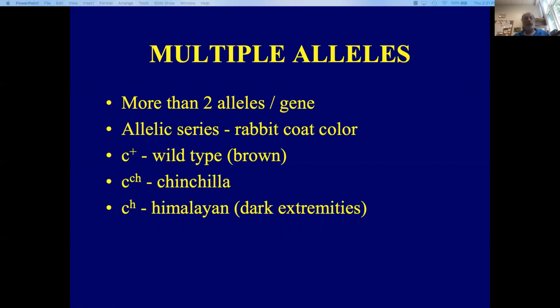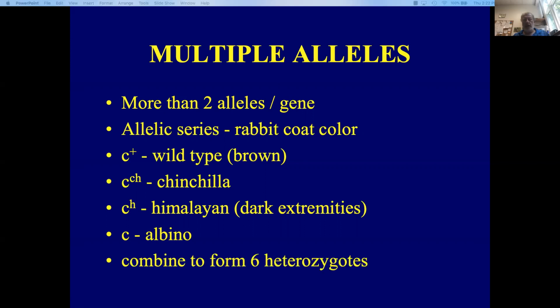So this is where the gene only works at cooler temperatures, i.e. the extremities of the animal's body. And then regular C is albino, where the animal has no pigment at all and therefore has white fur and pink eyes. And these 4 alleles can combine to form 6 different heterozygotes.